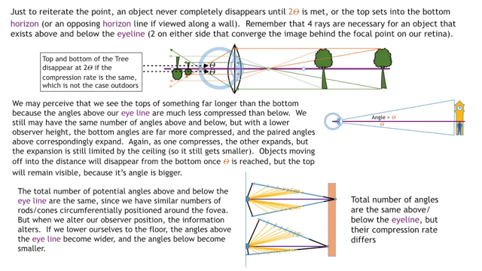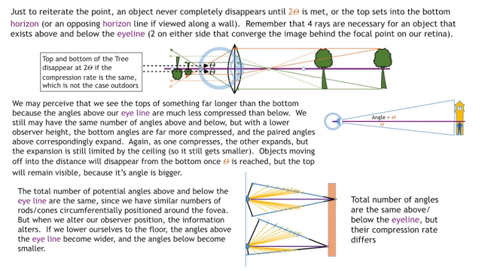So we may perceive that we see the tops of something far longer than the bottom because the angles above our eye line are much less compressed than below. We still may have the same number of angles above and below, but with a lower observer height, the bottom angles are far more compressed, and the paired angles above correspondingly expand. Again, as one compresses, the other expands, but the expansion is still limited by the ceiling, so it still gets smaller. It just doesn't keep expanding, in other words.